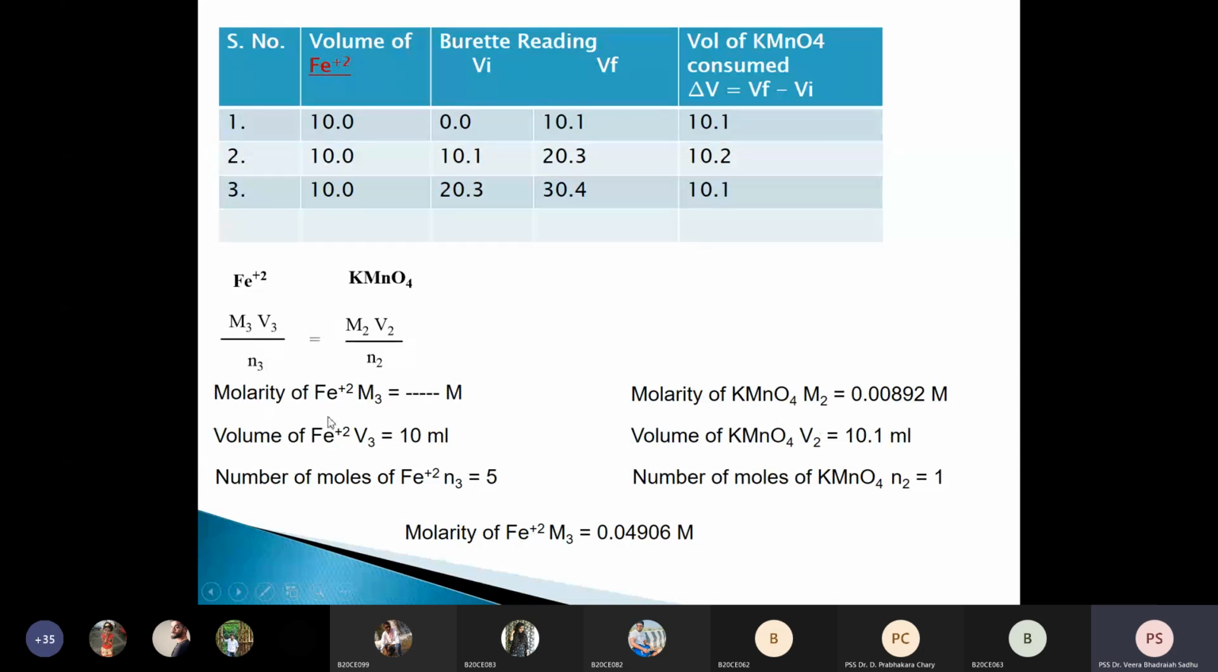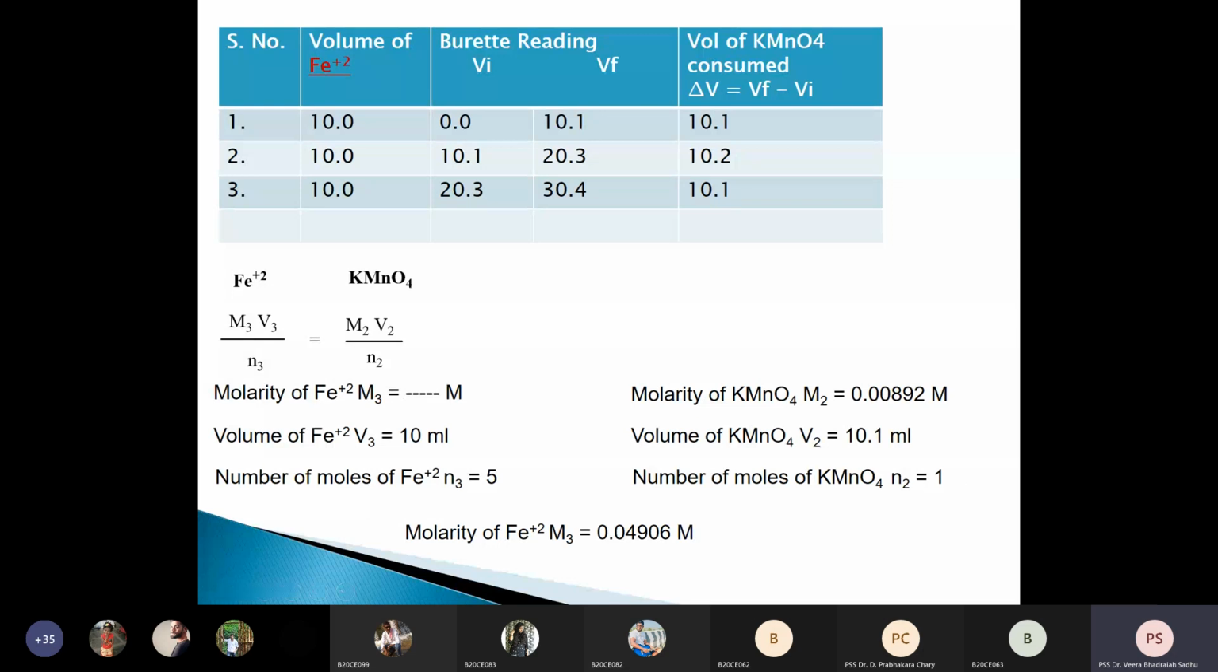We have to estimate the concentration of Fe2+, which you take as M3. You already know the volume, which is 10 ml. The number of moles you get from the equation I mentioned previously. You already know the concentration of KMnO4 from the first step, 0.00892 moles, and the volume of KMnO4 after the titration, 10.1 milliliters. And the number of moles of KMnO4 to react with the ferrous ions requires one mole.